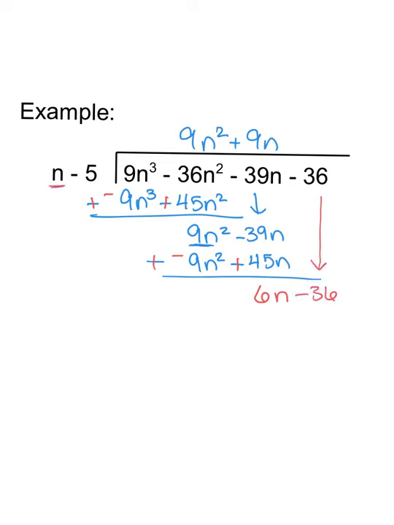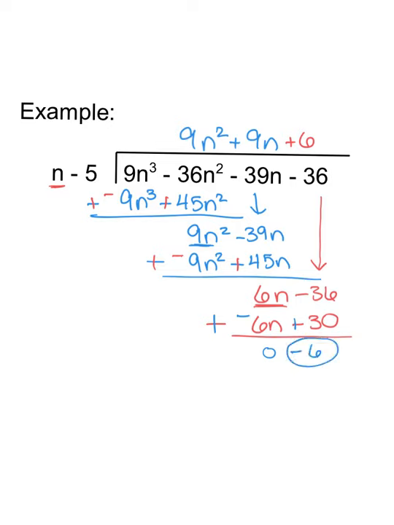Again, focus on those first terms. N times what gives me 6n? 6 times n is 6n. 6 times negative 5 is negative 30. Now when I go to subtract, again, I keep change. So now here, 6n plus negative 6n is 0. Negative 36 plus 30 is negative 6.